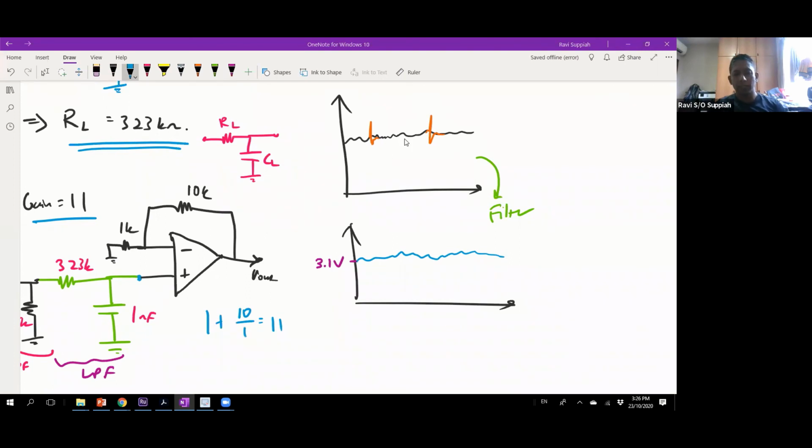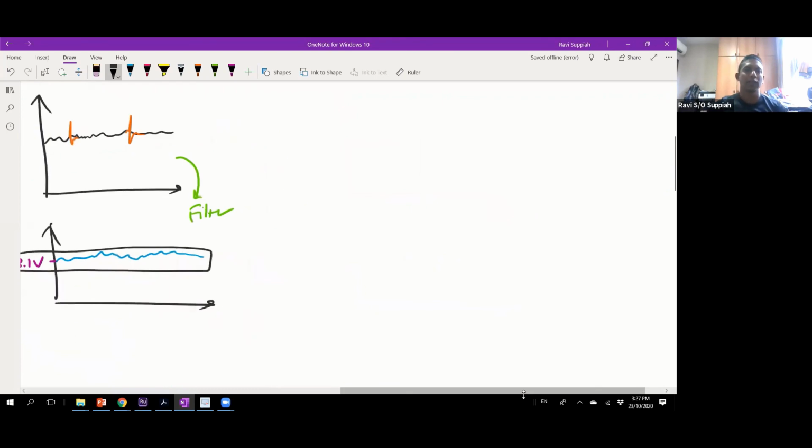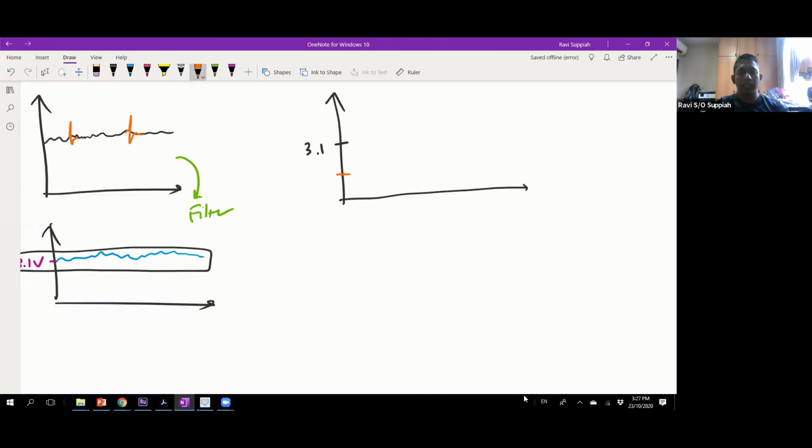So let's look at this example here. Let's assume this is my audio signal. It's a soft audio signal and it's around 3.1 volt, for example. Now if I were to zoom in, let's say I magnify this. So let's say this is 3.1, and then let's say this is 2.5 and this is 3.6. So I just zoom into the range here. If I just zoom in, it looks something like this.